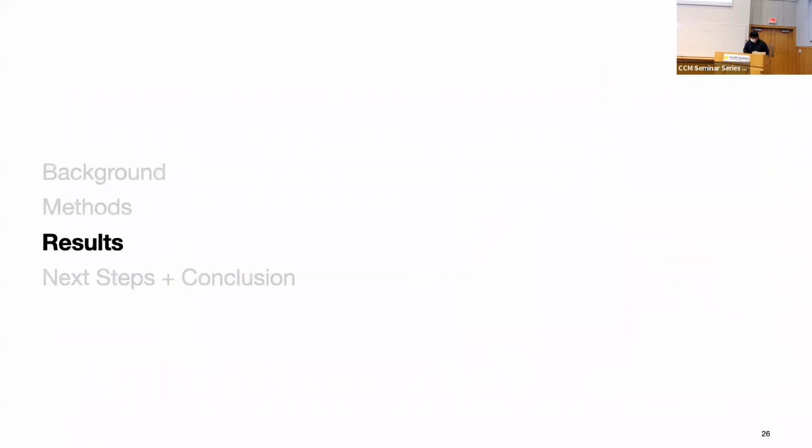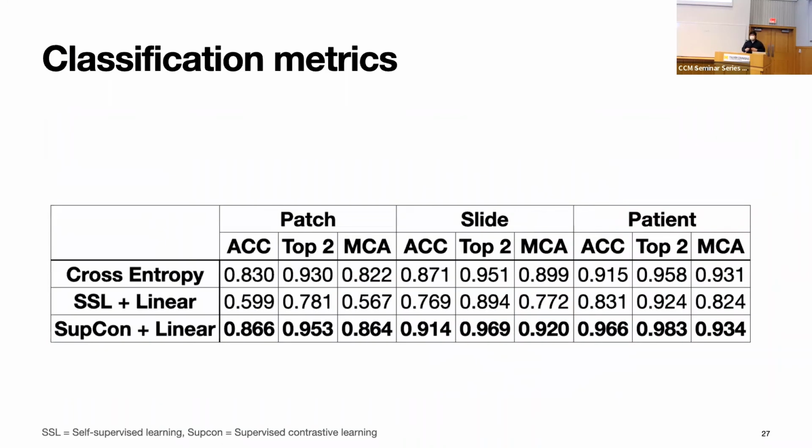So from here, let's take a look at the results, right? We can see that with a supervised contrastive learning approach plus a linear classifier, we can outperform all of the existing methods in pretty much all the metrics.